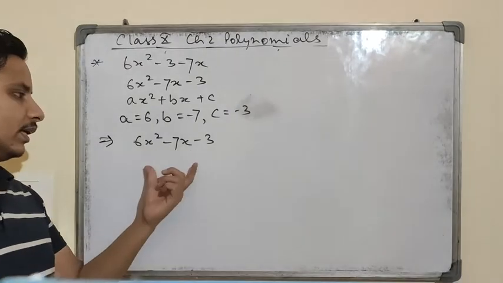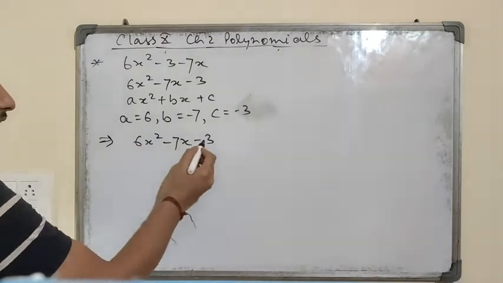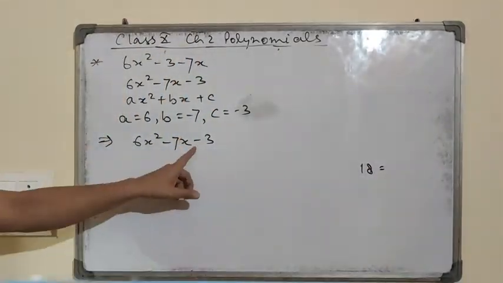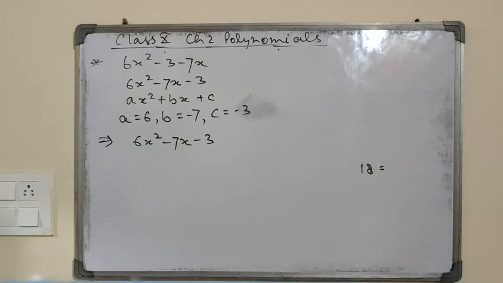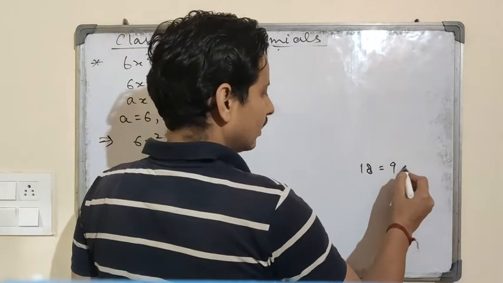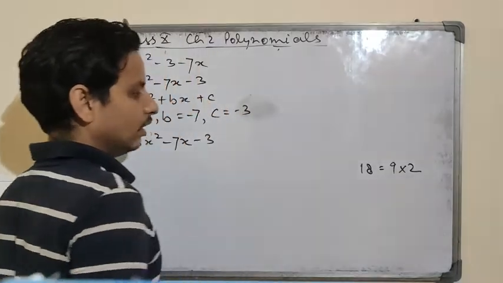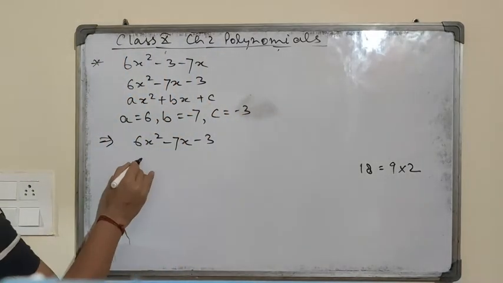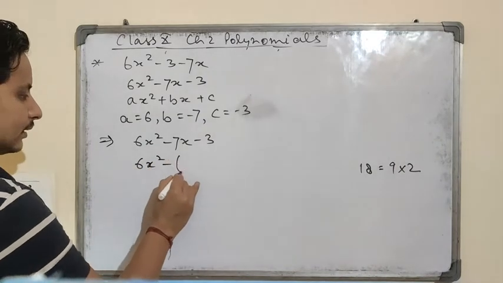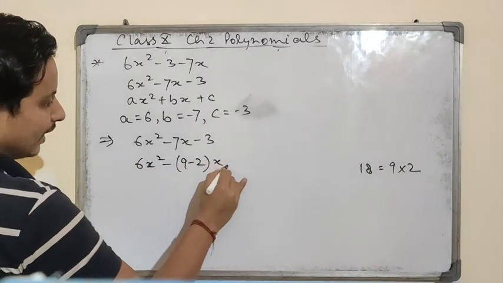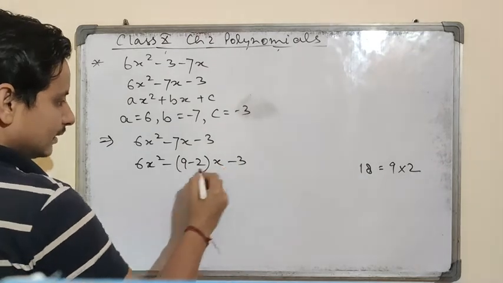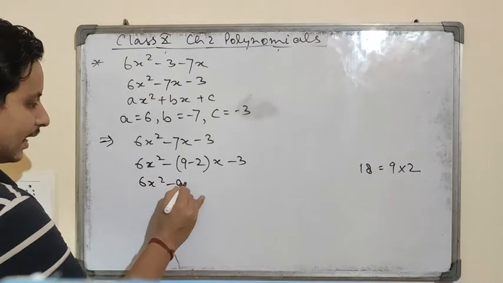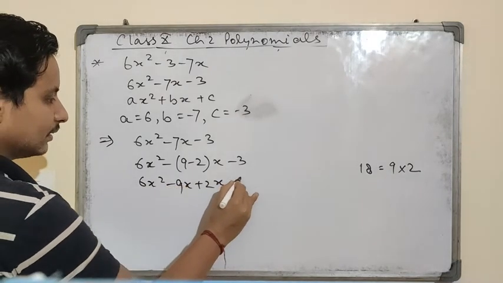हमें. इस क्वाड्रेटिक पोलिनोमियल को हमें फैक्टराइज, 6 3 जा 18. 18 के ऐसे फैक्टर हमें फाइंड करने हैं जिनको माइनस करके 7 आए. तो 18 के ऐसे फैक्टर जिनको माइनस करके 7, 18 होगा 9 2 जा 18, और 9 minus 2 7 होता है. 9 minus 2 is 7. So this is 6x square minus 9 minus 2 into x minus 3. So here we have 6x square minus 9x plus 2x minus 3.